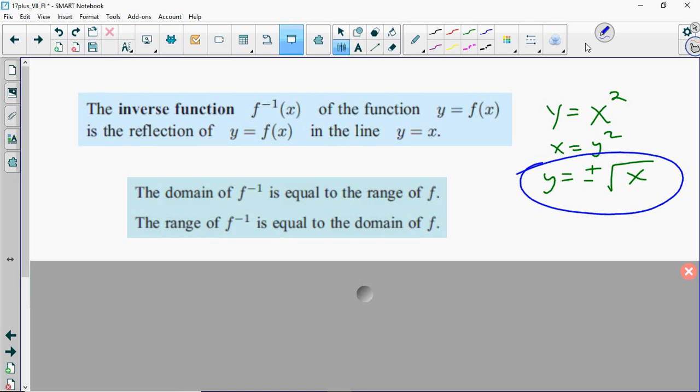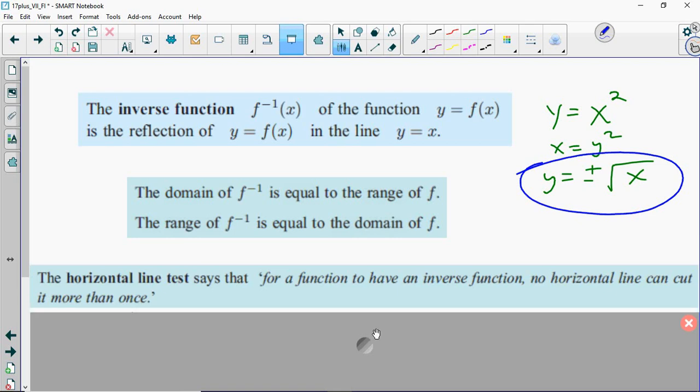Well, we had something called the vertical line test, right? If we drew a vertical line and it crossed our function more than once at a particular x value, then we said that it was not a function. To determine whether it has an inverse that is a function, we're going to use the horizontal line test. So if we have a graph and it passes the vertical line test, it's a function. If it then passes the horizontal line test, then it also has an inverse function.